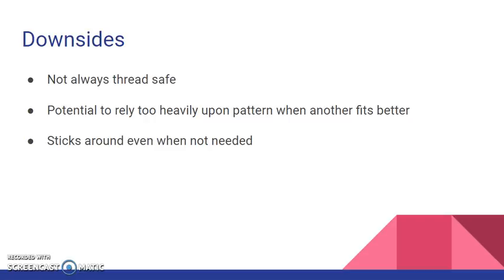Also, there's a potential to rely too heavily upon the pattern when another fits better. In other words, the singleton pattern becomes the hammer and everything starts to look like a nail, no matter whether it's a screw or not. Also, another downside to the singleton pattern is that when you have the one instance of the object, if it is not needed at a later point during the project, the instance is not taken care of. It is always sticking around in memory.